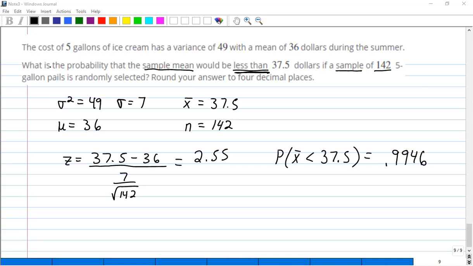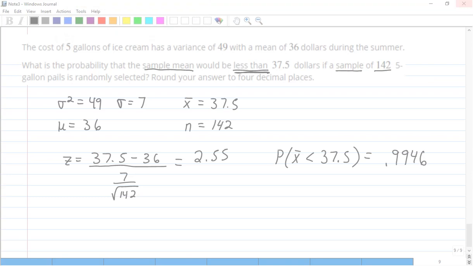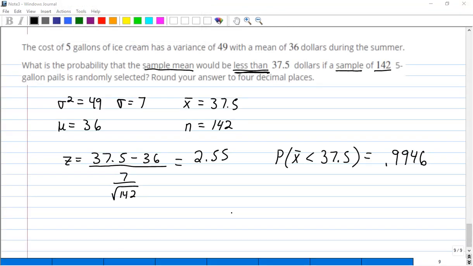All right, let's do another one of these. This one is about something that affects us all at one time or another, I'm sure.